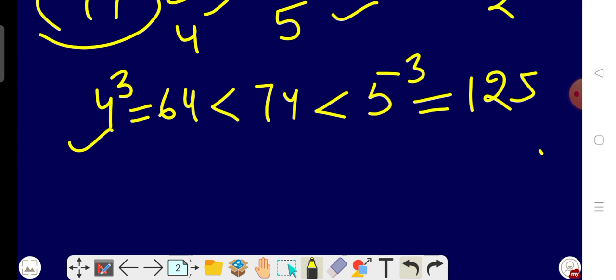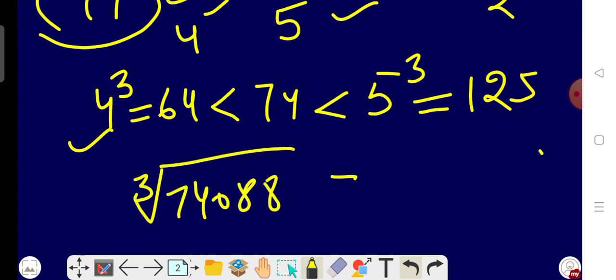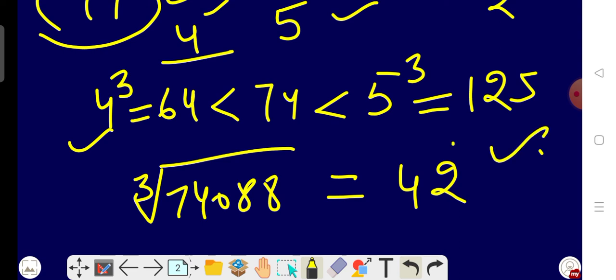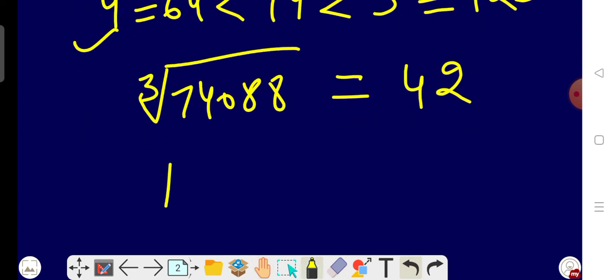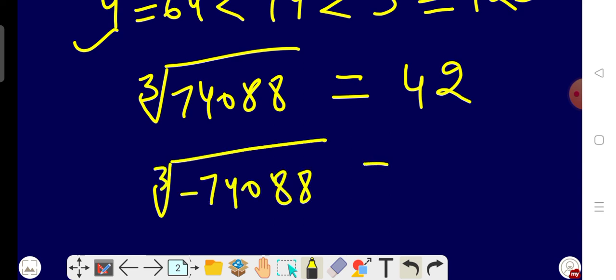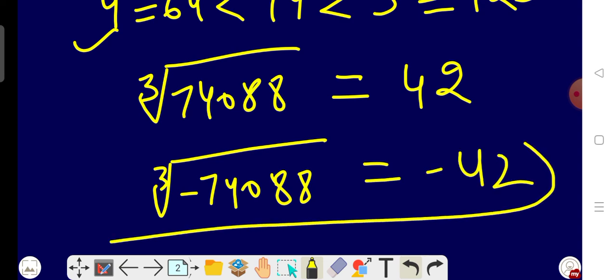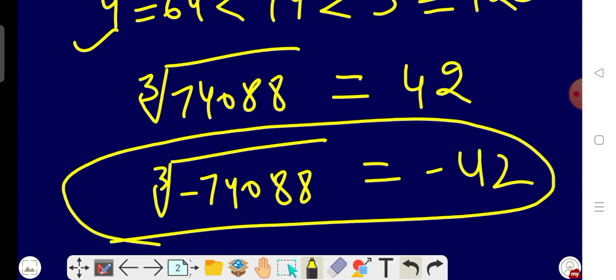So the required cube root of this number is equal to 42. We treat this smaller number as the tens place number. The unit place number in the cube root is 2 and the tens place number is 4. So the required answer is 42. This is the cube root of the positive number. And if we have to find the cube root of a negative number, we have to put the negative sign in front of 42. So the required solution of C part of your question number 4 is this.